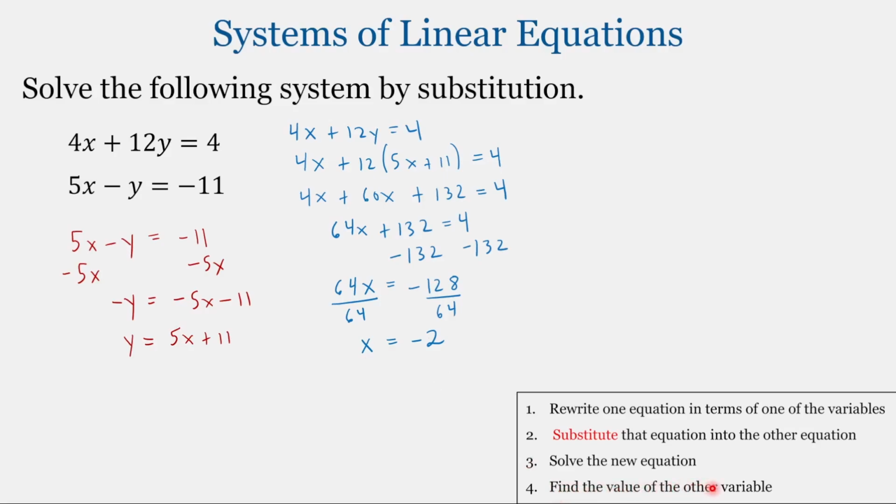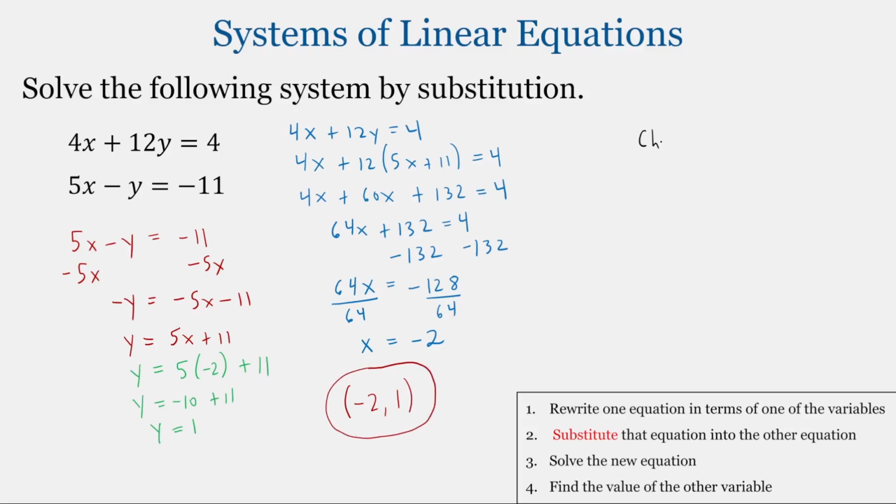So now we're going to find the value of the other variable, the variable y. And you can do this by plugging in this value for x into either of these first two equations that we had at the start. But I like this one that's already in y equal to form. So I'm going to take this negative 2 value and plug it in where there's an x. This gives us y equal to 5 times negative 2 plus 11. We have y equal to negative 10 plus 11. And this is y equal to 1. So our solution is the ordered pair, negative 2, 1.